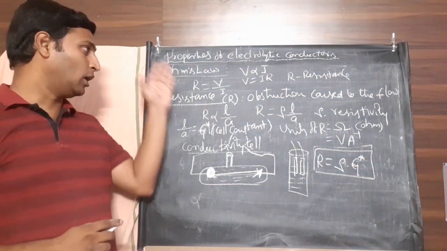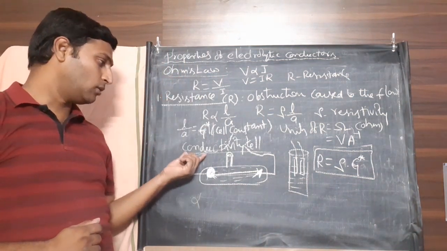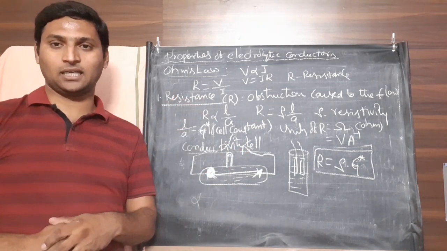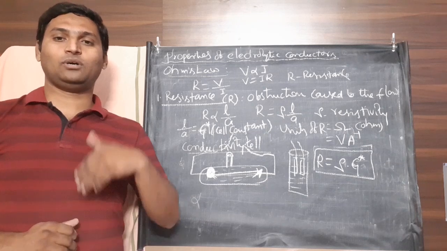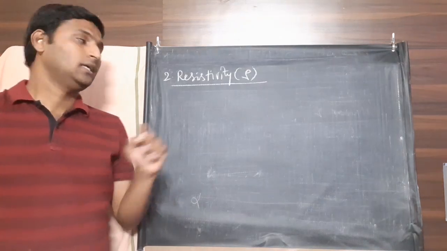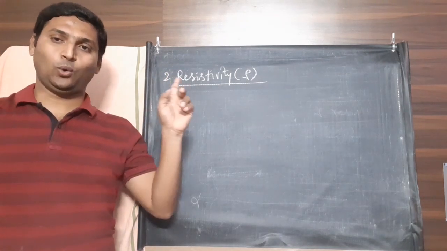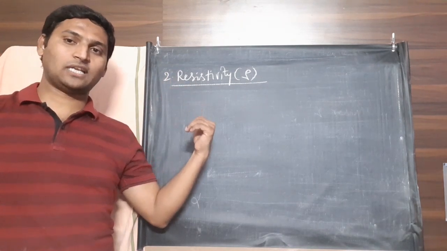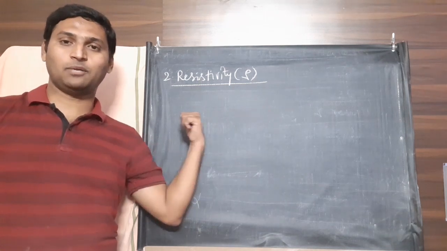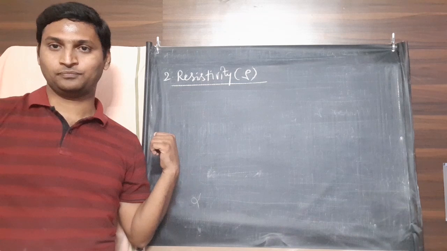Okay, that is about resistance and the conductivity cell used for determining properties of electrolytic conductance. Let us move on to the remaining properties of electrolytic conductors. The second property is resistivity, rho. Just now we introduced resistivity as the proportionality constant while getting the relation between resistance and cell constant.